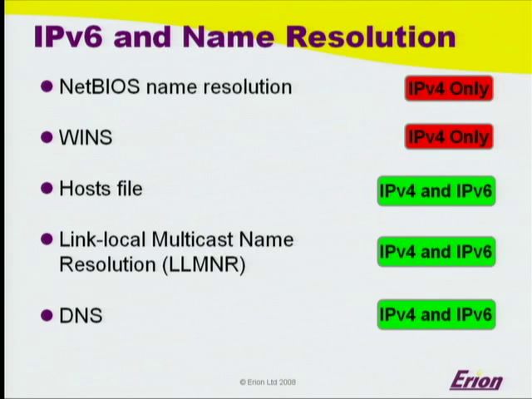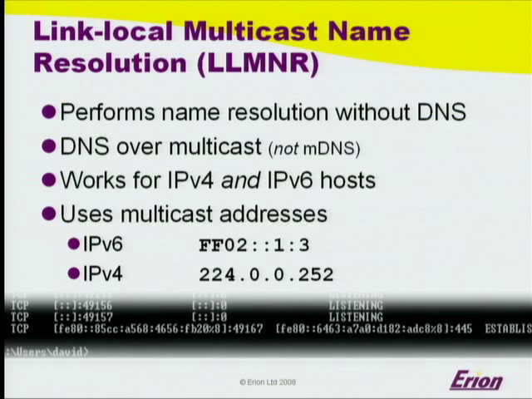On Windows, your host file works, your DNS works fully now, thankfully, and there's a new protocol called the Link-Local Multicast Name Resolution. Does anybody here use multicast DNS? This is not the same protocol, but it looks very similar. It performs name resolution without DNS using DNS-style packets, but it does it over multicast. And this is great for small networks. You plug your machine on and you can see all the other machines using multicast. So that's pretty cool. But it's not multicast DNS.